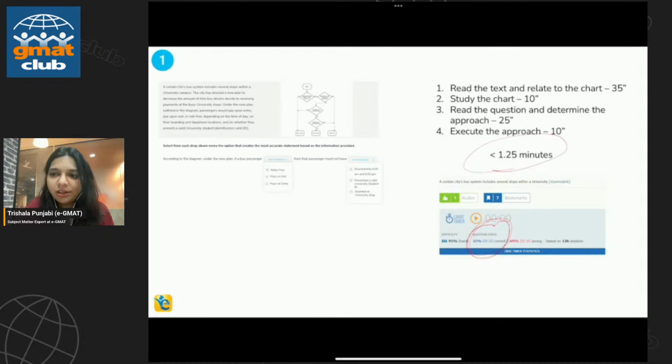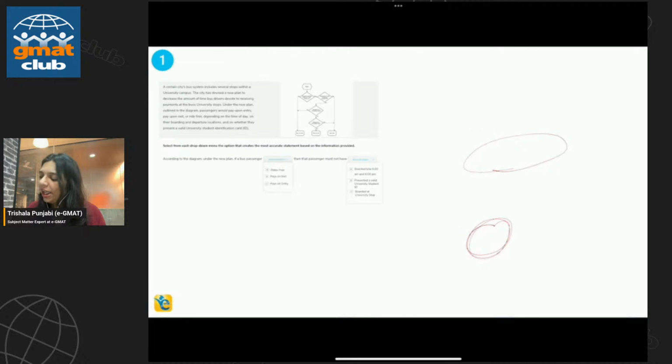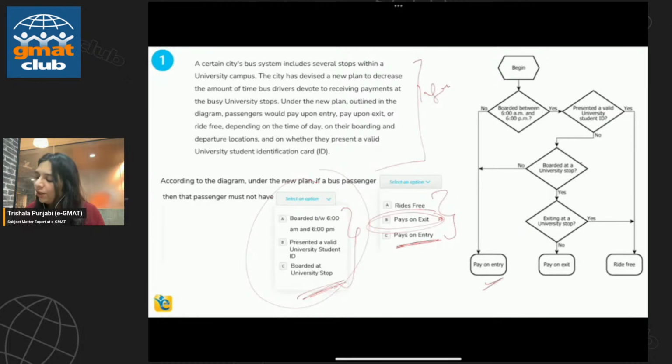Okay, now I have a question here. Jaideep says, for a passenger to pay on exit, he could only do that if he does not present a university student ID. Perfect, exactly, Jaideep. There's only one way. That is the thing, right? If we look at the rest of the flows, there are two ways to pay on entry.